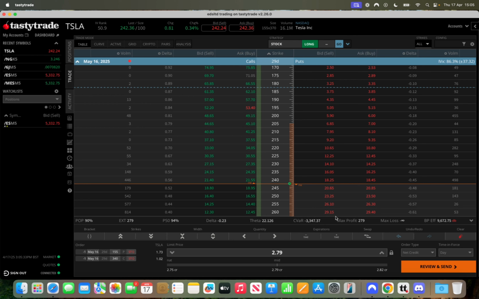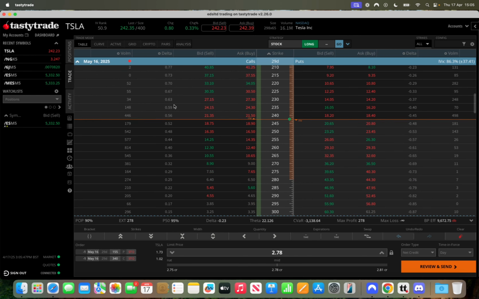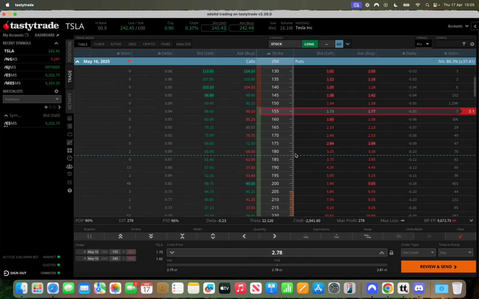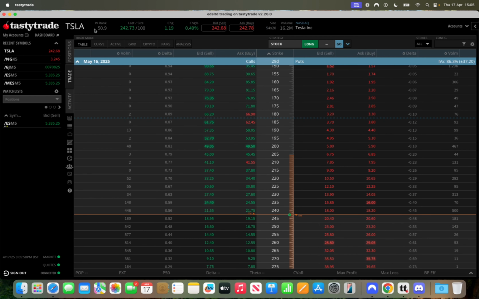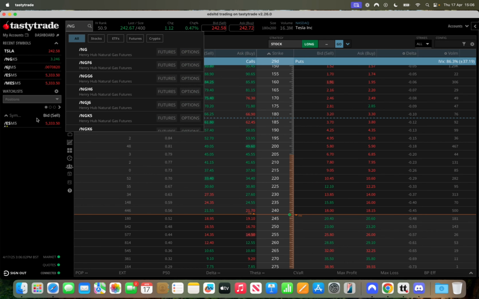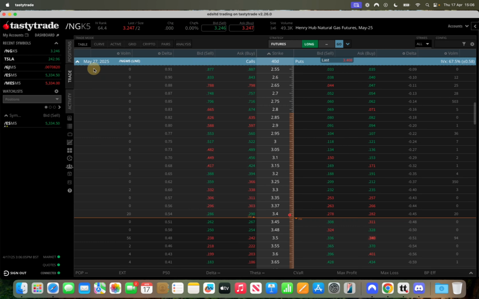So we're going to collect $279 in premium, and our buying power requirement is going to be $9,672. Okay, as you can see, this is a very small return on your capital, and that's because we are so far out of the money. We're hardly taking any risk. Our win rate is so high, our probability of profit is so high, and therefore our return on capital is so low.